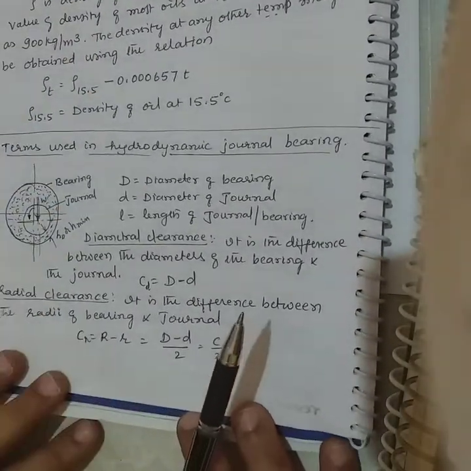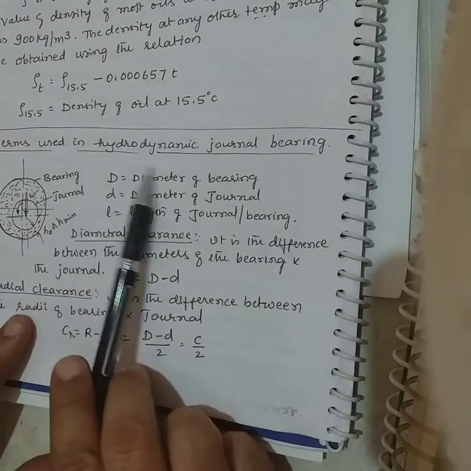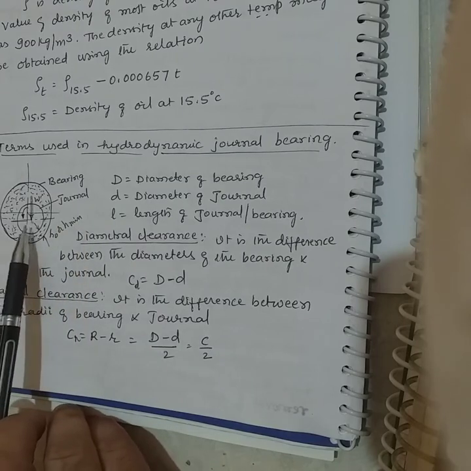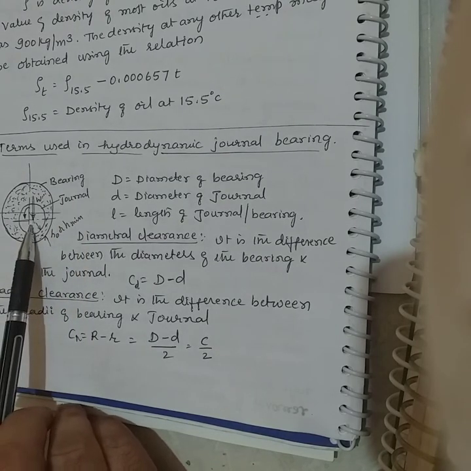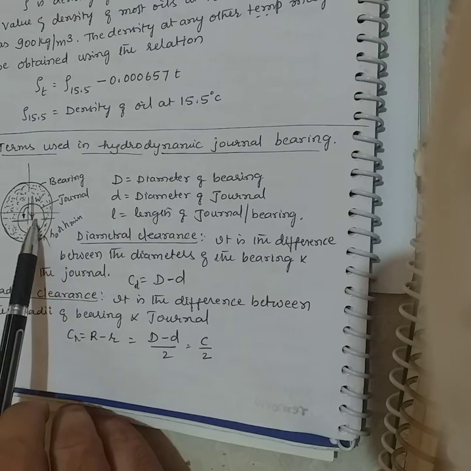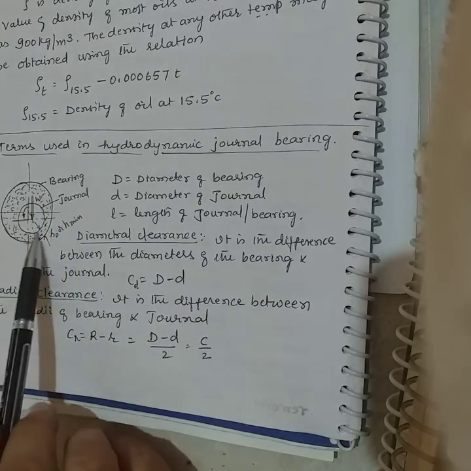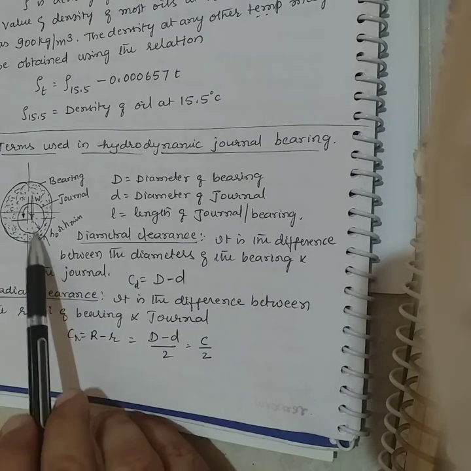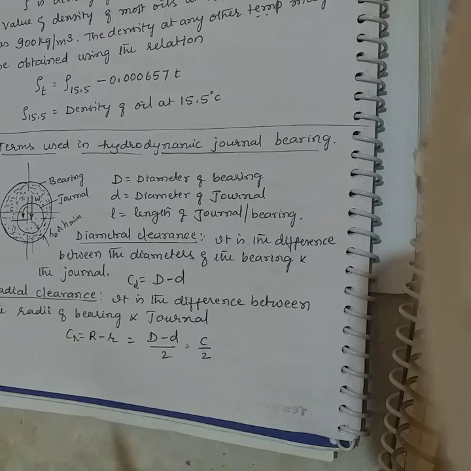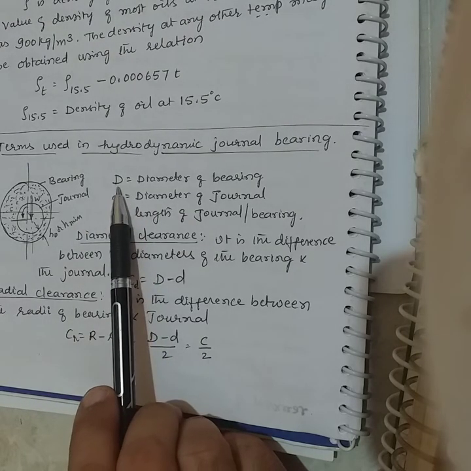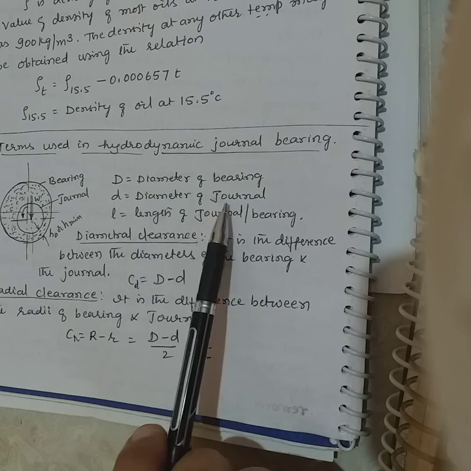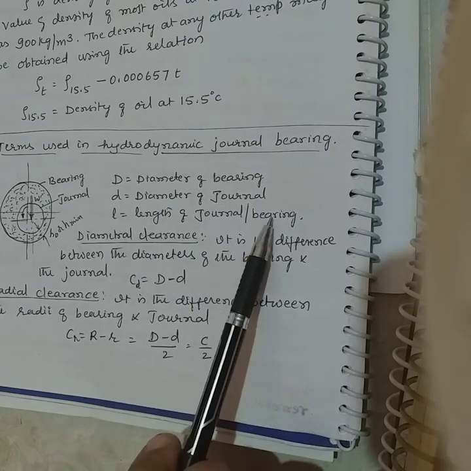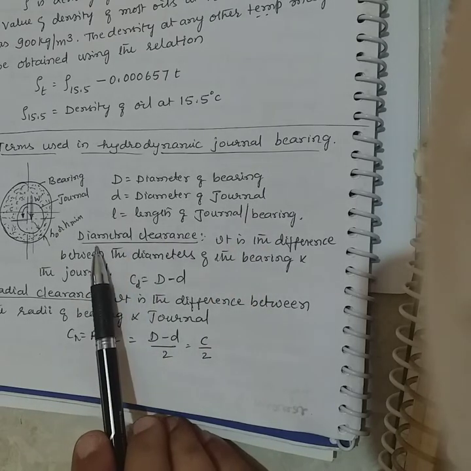Again, coming back to the journal bearing, let's understand a few terms used in hydrodynamic journal bearing. As we have discussed, this is the journal, which is a rotating element. This is the bearing, which is a stationary element. Between journal and bearing, you will have fluid present around it. And the minimum distance between journal and bearing is called minimum film thickness. Here, the capital D represents the diameter of the bearing, small d represents the diameter of the journal, and L represents the length of journal and bearing. Now let's look at the diametral clearance.